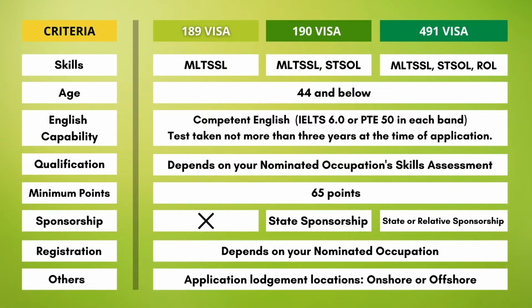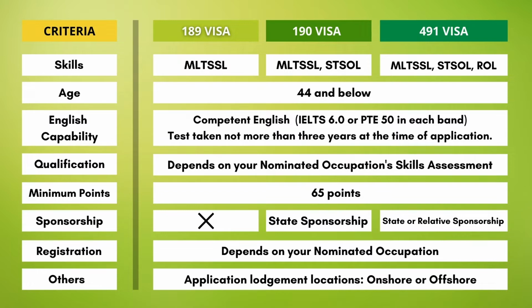All right, in this table, you can see there are 3 visa subclasses. You will see the 189 visa, that's the skilled independent visa. The next one is the 190, skilled nominated visa. And the third one is the skilled work regional provisional visa. So in the table, I have put in here the different requirements for each visa subclass.